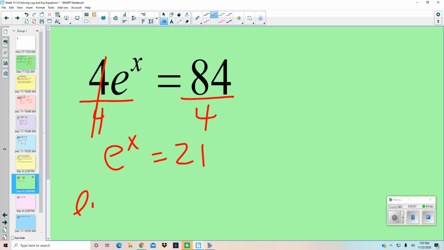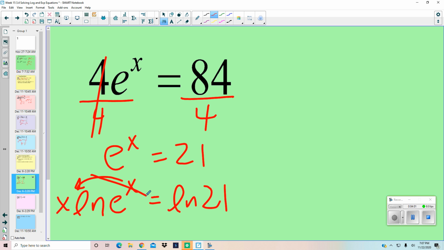Then I'm going to take the natural log of both sides, put the power down in front as a coefficient because that's one of the properties. And then I could divide both sides by natural log of e. Natural log of e is just 1. It's one thing for you to remember. So my answer is just natural log of 21.